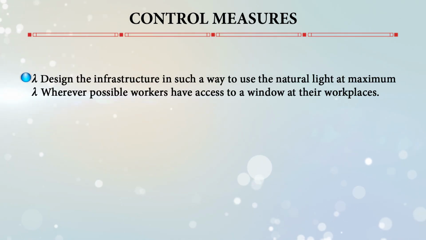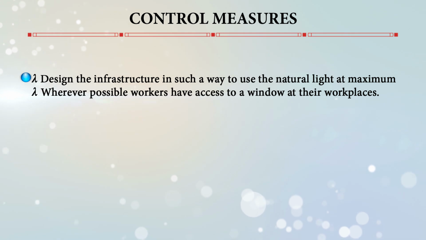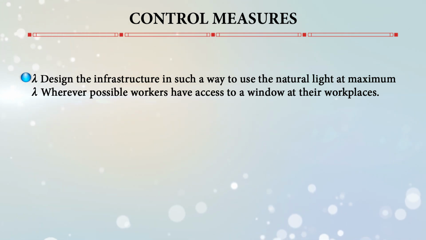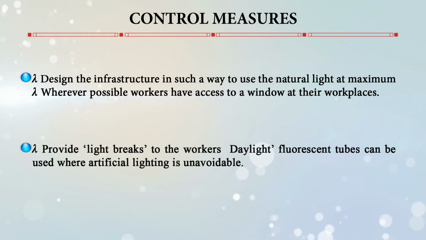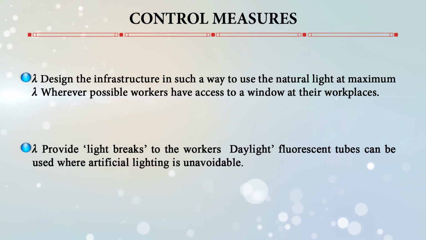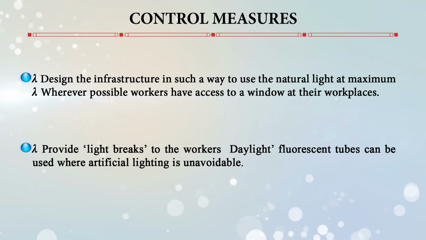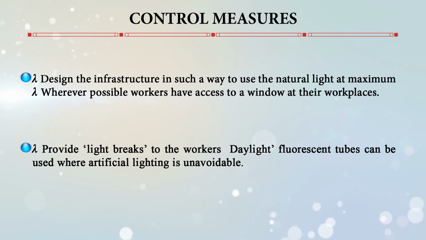For this, use natural light as much as possible, wherever there is a possibility, and workers should have access to windows at their workplace, and they should be provided light breaks, that is resting periods. Also, daylight fluorescent tubes can be used wherever artificial lighting is unavoidable. So these are some of the mitigation measures we have to take care of.